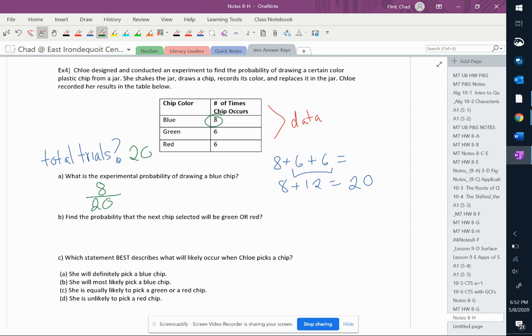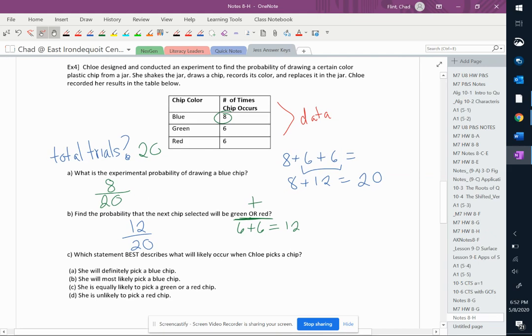Find the probability that the next chip selected will be green or red. Reminding myself that when I see "or" in probability, that tells me to add the green and the reds together. So green, there's 6, red, there's 6. 6 plus the 6 gives me 12, and that's 12 out of 20. So that probability would be 12/20ths. You could simplify this here, but you certainly don't have to.